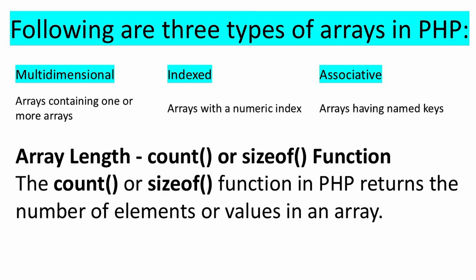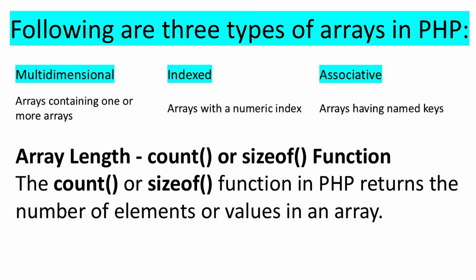The image also explains how to find the number of elements in an array. PHP provides 2 built-in functions for this purpose: count and sizeof. Both functions work the same way. They return the total number of elements or values stored inside an array. For example, if an array contains 3 fruits, using count fruits or sizeof fruits will return the number 3.